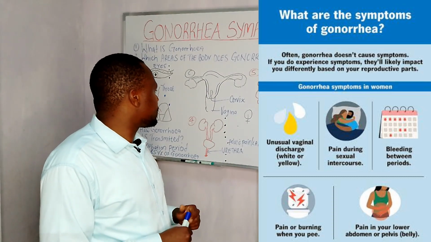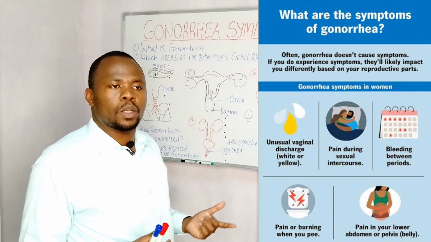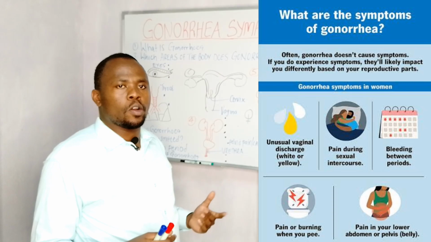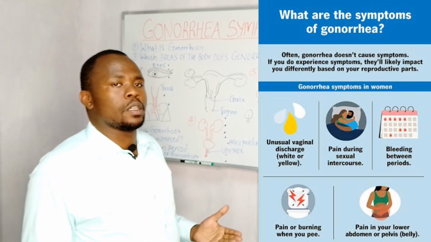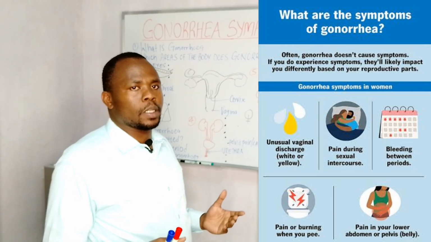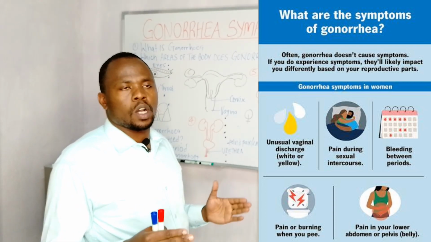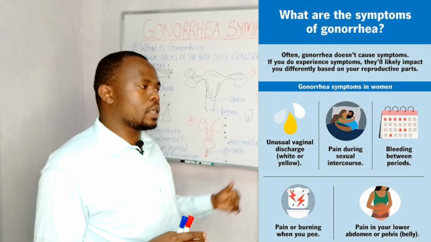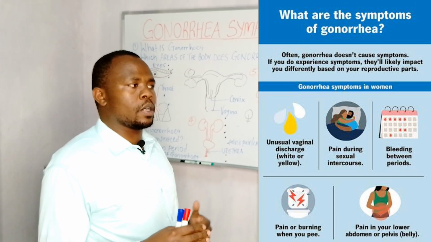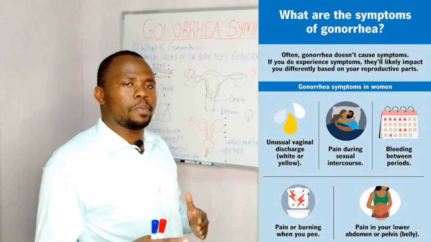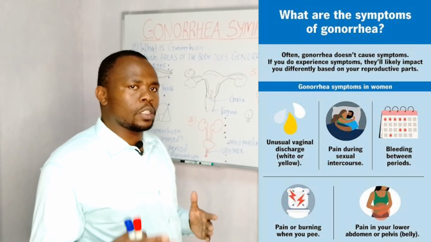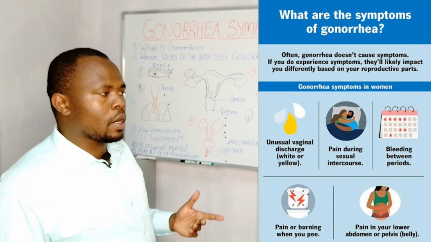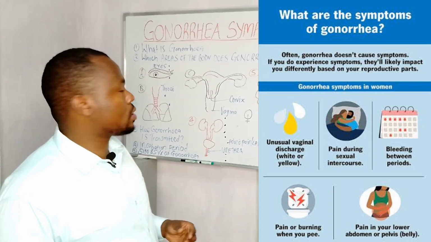Then you will have pain while urinating. You will have pelvic pain or lower abdominal pain. You might experience intermenstrual bleeding. Intermenstrual bleeding is bleeding that occurs in between your periods. If you get your periods on the 1st of December and the 1st of January, maybe around the 15th in between, you might experience intermenstrual bleeding, or bleeding that will be triggered by sexual intercourse.